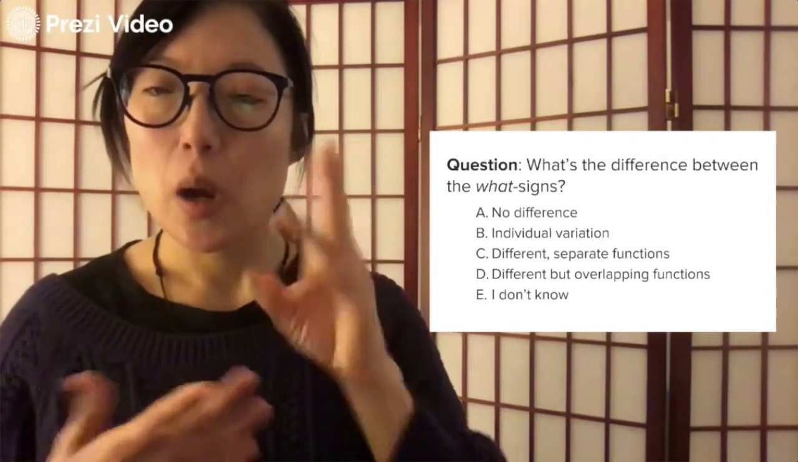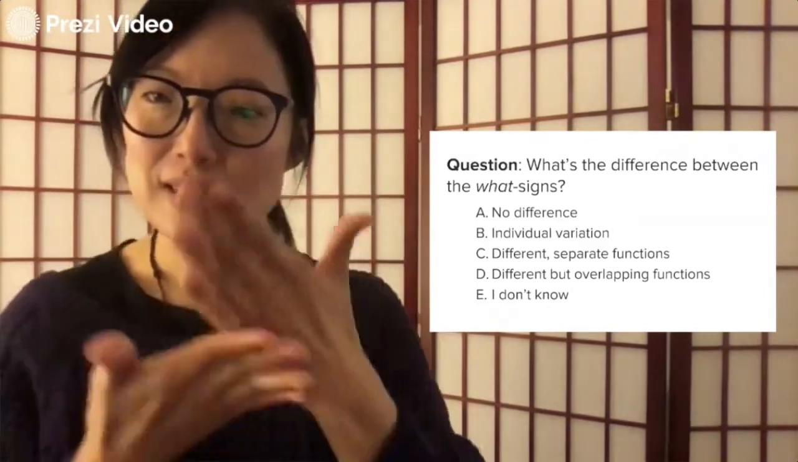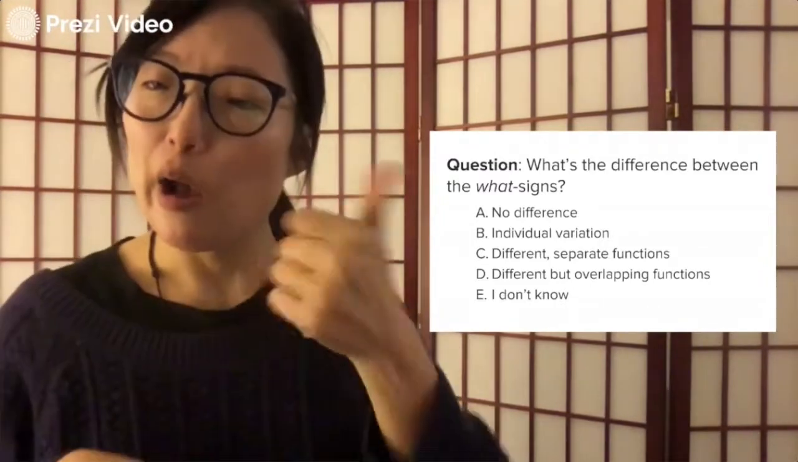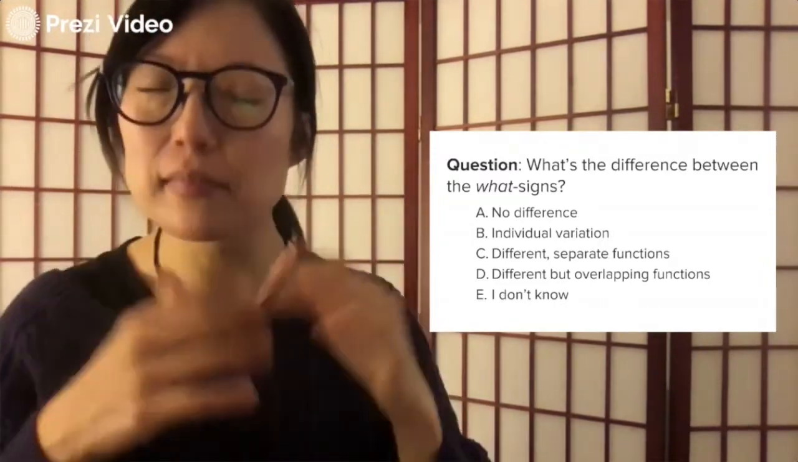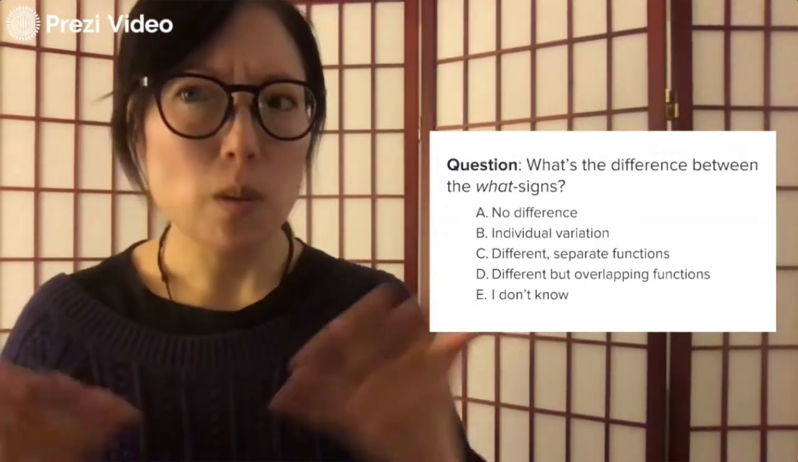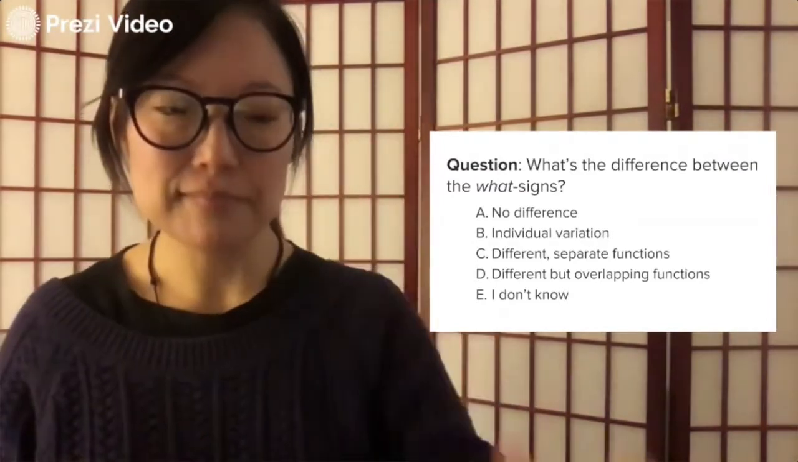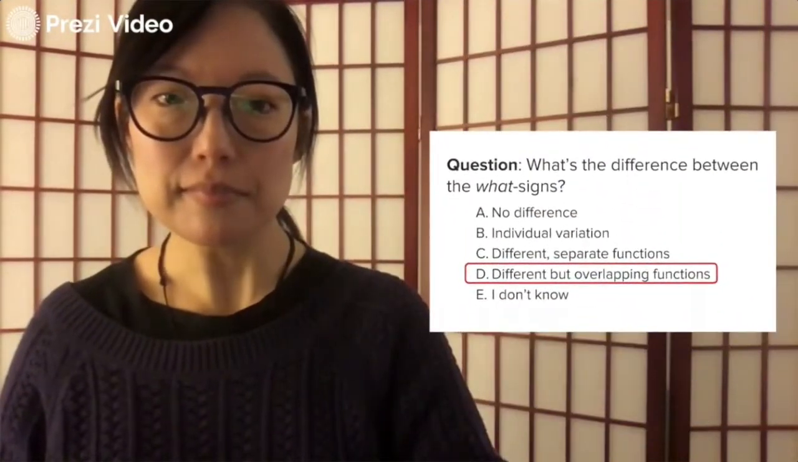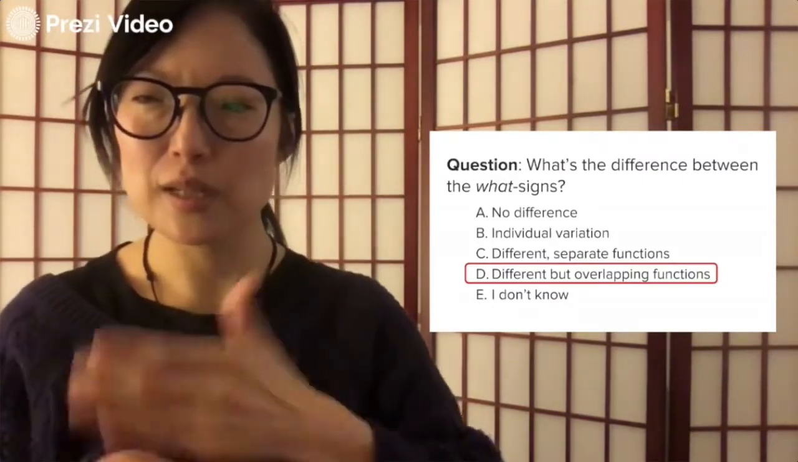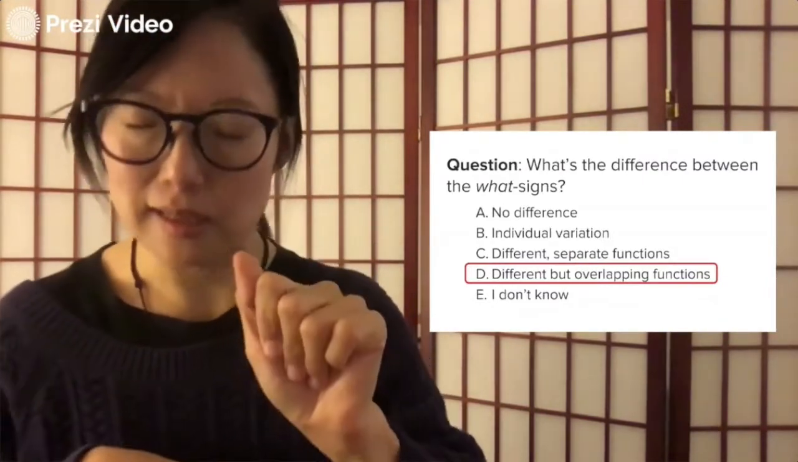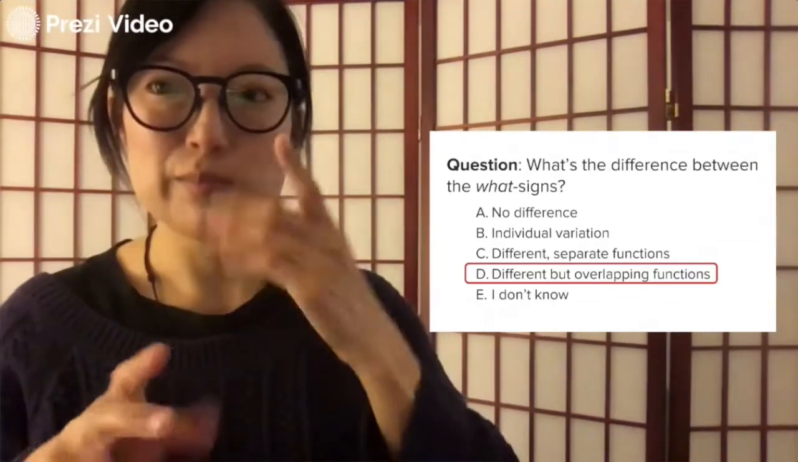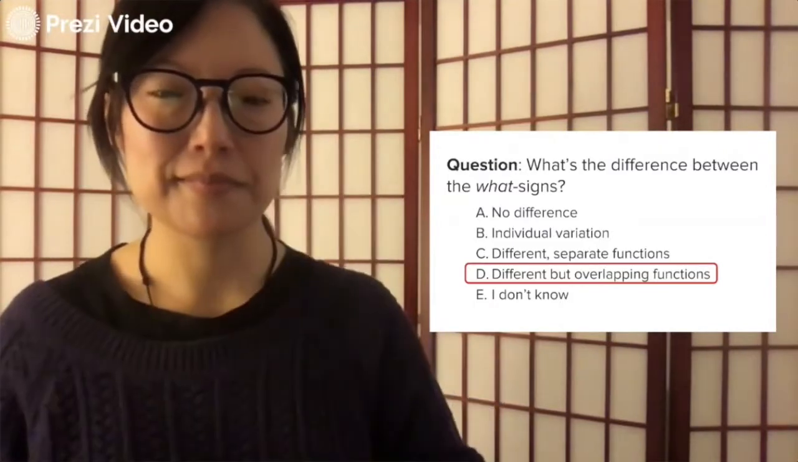D. In the family of what signs, some functions overlap. Not all, but some, and so they differ from one another. And the last answer is E. I don't know. So what do we think? Well, we believe the answer is D, which is based on what we've been observing from our data, and we need to analyze lots of naturalistic data to verify our belief.